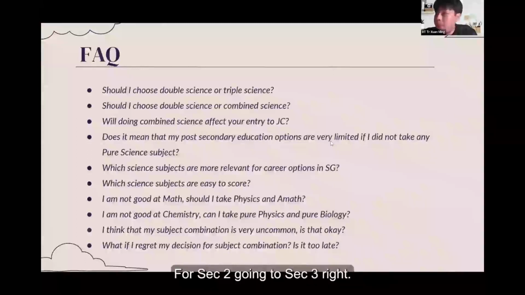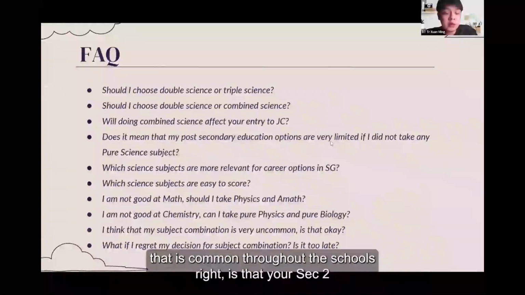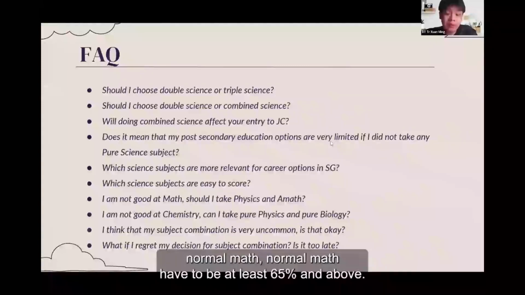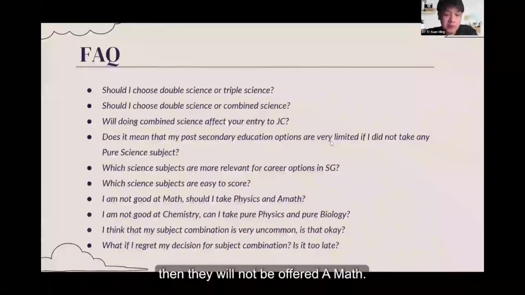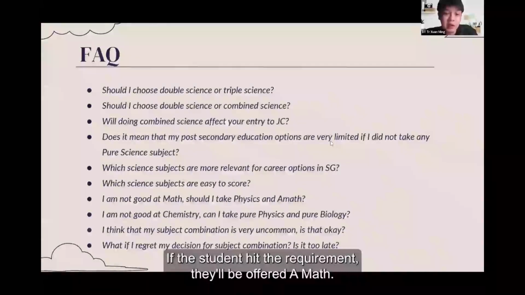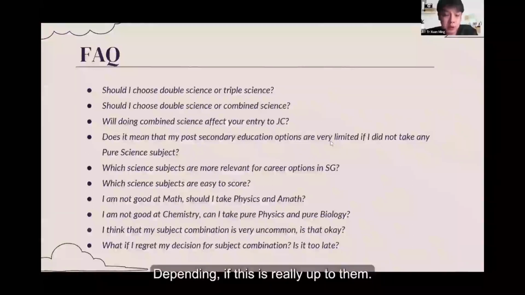For Sec 2 going to Sec 3, if you want to take Sec 3 A-Math, one criterion that is common throughout the schools is that your Sec 2 normal math has to be at least 65% and above. If the student doesn't hit the requirement, they will not be offered A-Math. If the student hits the requirement, they'll be offered A-Math, but of course they can still choose not to do A-Math. This is really up to them.